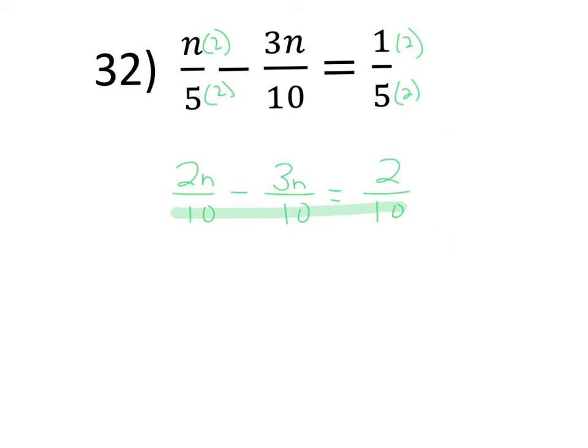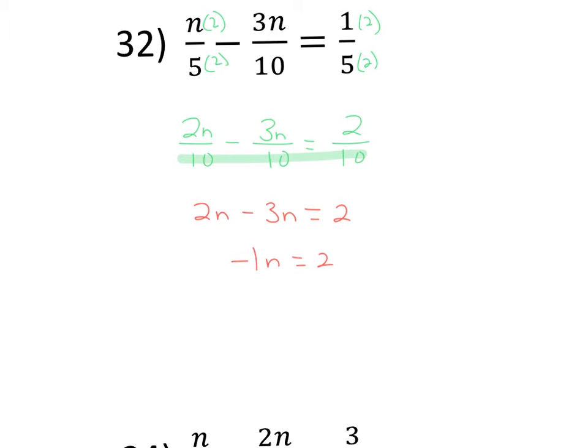So again, as long as my bottom is good to go, I'm going to go ahead and clear those out. On the top here, I have 2n minus 3n equals 2. Combine like terms, so I've got negative 1n equals 2. Then I'm going to divide both sides by negative 1, so n will equal negative 2.